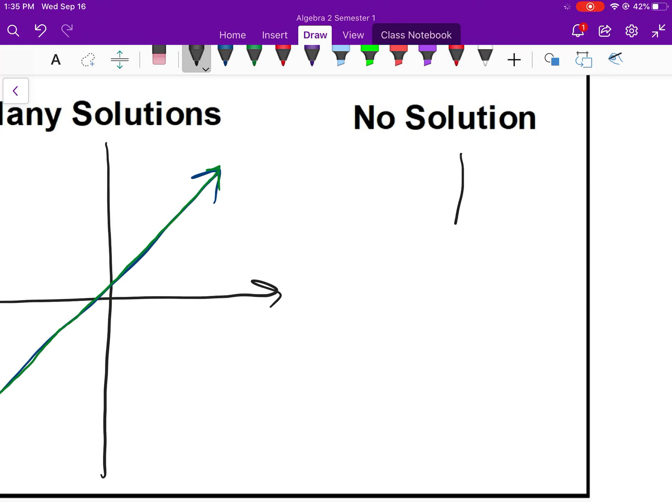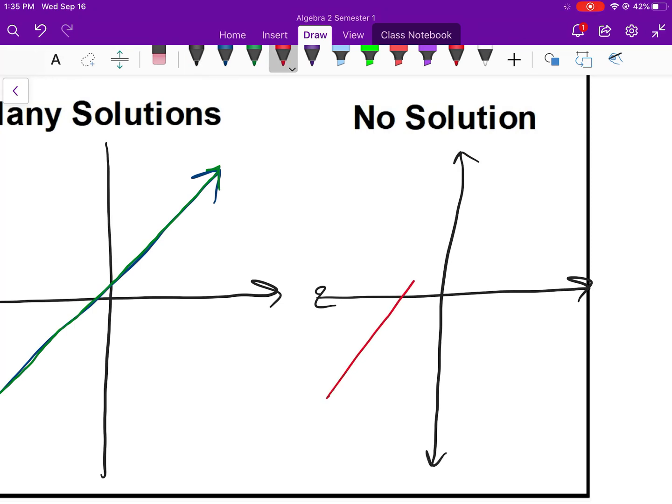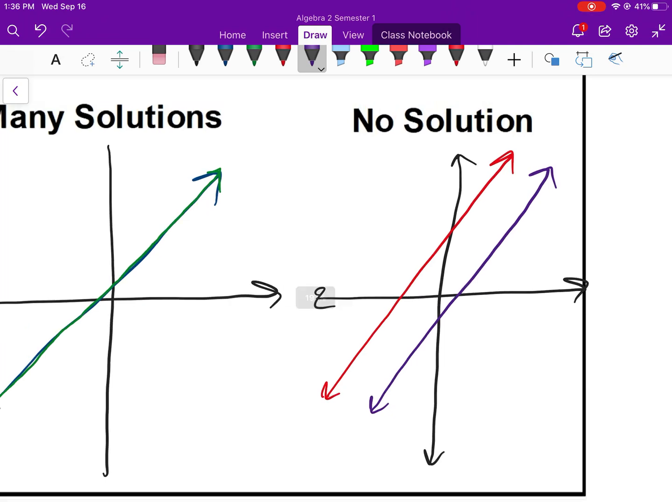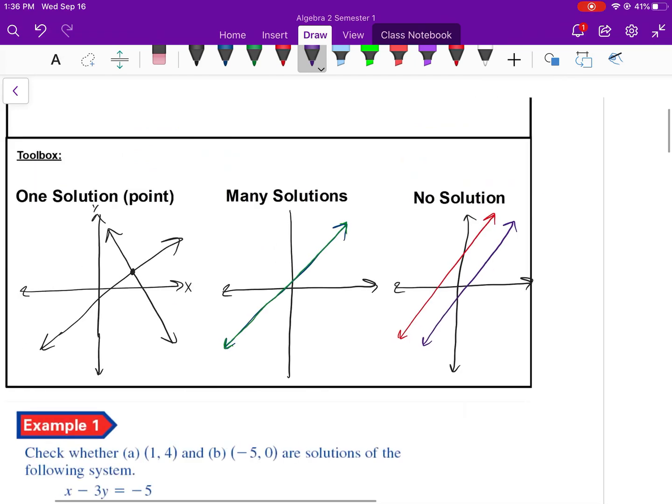The third situation that we'll have in solving by graphing is we're going to have one line like this, and then another line that is parallel. If you remember the definition of a parallel line, they're never going to meet. So if we're looking for the intersecting point of 2 lines and they're parallel, they will never meet. Therefore, there is no solution to that system of equations.